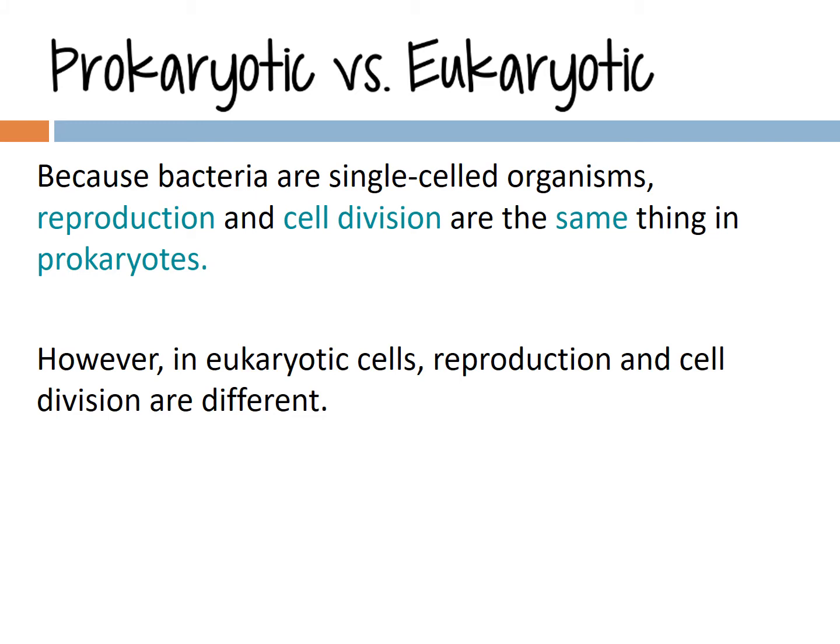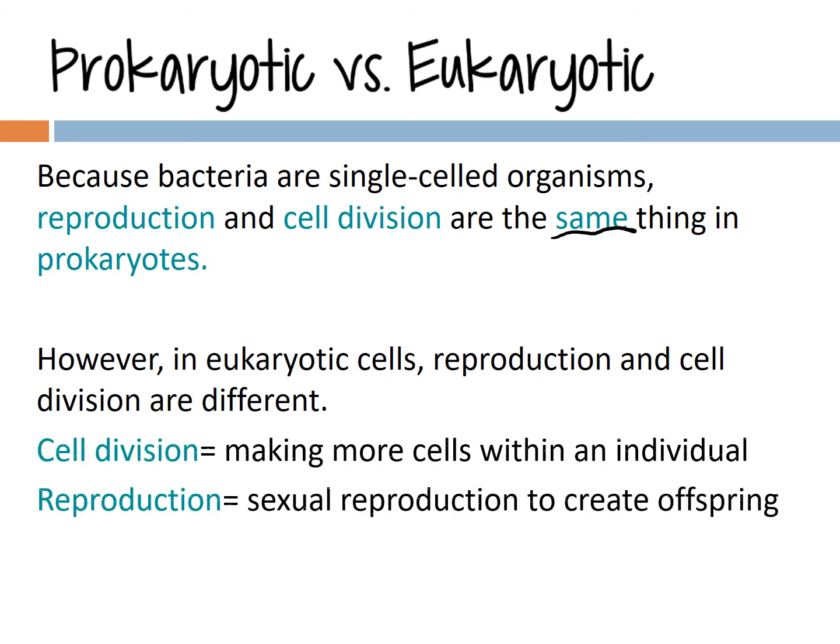Okay, so let's talk about prokaryotic and eukaryotic cells for a little bit more. Because bacteria are single-celled organisms, reproduction and cell division for a prokaryotic cell are the exact same thing. That's kind of wild, but they are identical. Obviously, in eukaryotic cells, reproduction and cell division are two different processes. In cell division, you're making more cells within an individual. In reproduction, you're going through the process to create offspring. So there is a difference.